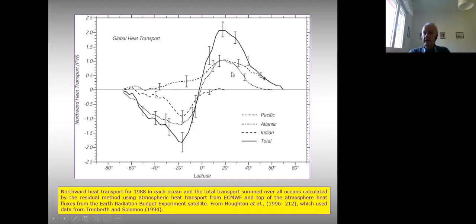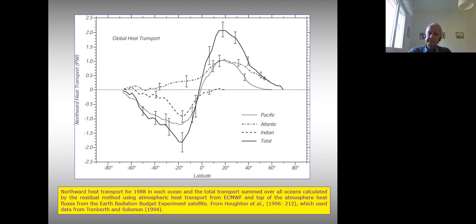And then you can see the Indian Ocean. The Indian Ocean has only the southward heat transport, toward the South Pole, because the Indian Ocean doesn't have a northern part. So only the Pacific and Atlantic have both. They extend both to the north and south, while the Indian Ocean has only its southern part.